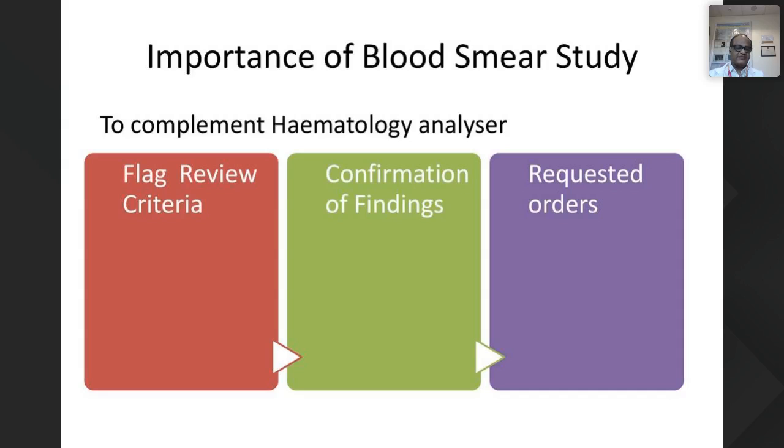Either you have a flag review criteria as per the hematology laboratory rules, which have been set up independently in your laboratory. Next, you may need to confirm the findings of an automated hematology analyzer, or there may be an added request from the clinician to kindly do a peripheral blood smear study for this patient. So these are the three scenarios in which we might encounter the blood smear study: as per the test request form, by confirmation of the automated hematology analyzer, or by a flag review criteria as per your laboratory.